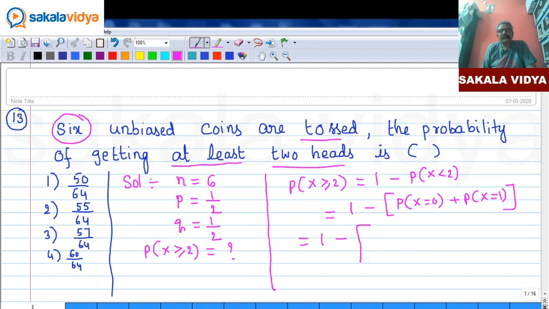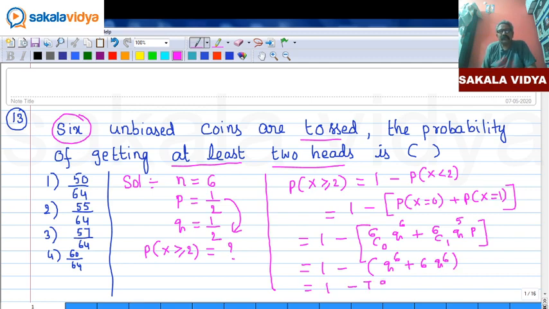1 minus P of x equal to 0, that is 6C0 q to the power of 6 p to the power of 0, leave it. This will be 6C1 q to the power of 5 into p. Now using the binomial theorem, 6C0 is equal to 1, this will be q power 6, 6C1 is 6, and p is also equal to q. Am I correct? P is equal to q. This becomes q power 6.